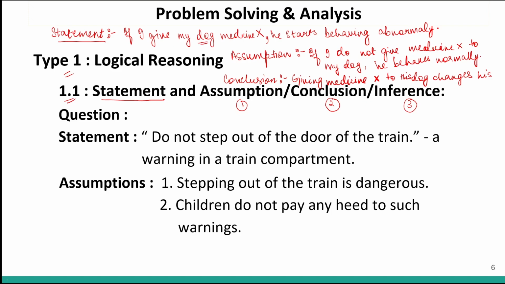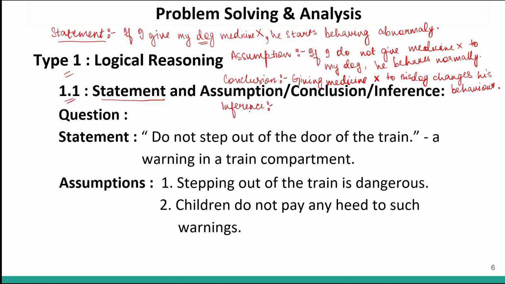So we can conclude that giving medicine X to this dog changes his behavior. We cannot say this about each and every dog, but only the dog that is mentioned in the statement. So this is the conclusion, that giving medicine X to this dog changes his behavior, right? Now what can we infer from this statement?